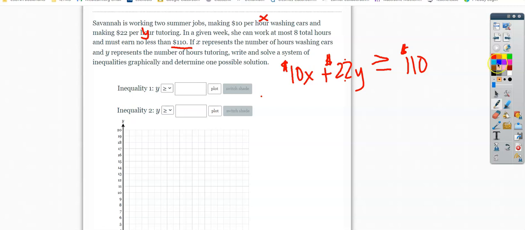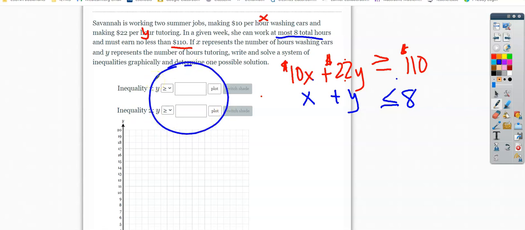Our second one is about the hours she works. It says she can work at most 8. She can work less than 8. She can work equal to 8, but she can't work more. And that's all of these hours plus all of those hours. Now what we have over here in red and blue, those are standard form sentences. And in order to graph it, they want it in slope-intercept form. So we're going to have to do some manipulating here.